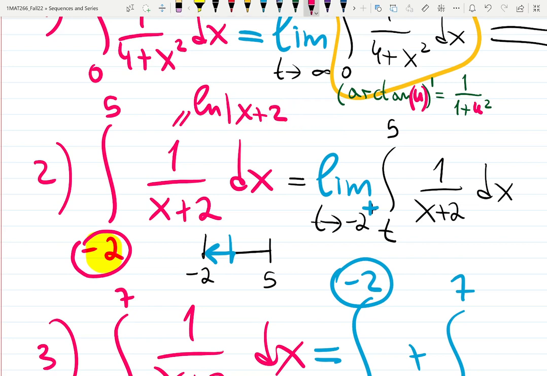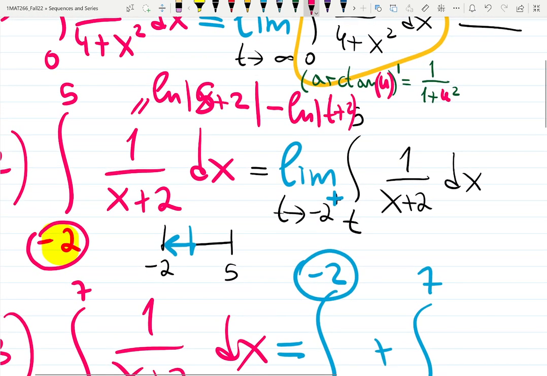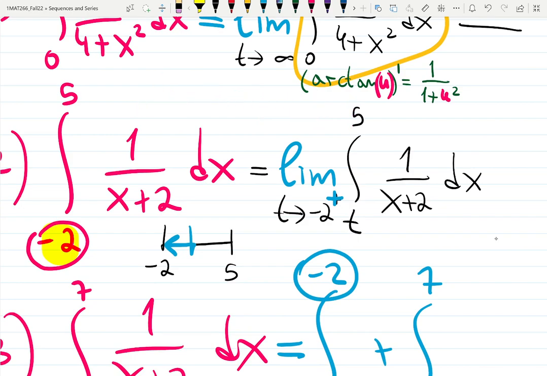ln of x plus 2, but instead of x, you plug in 5 minus ln of x plus 2, but instead of x, you plug in t. And now you check what t is doing. t is going to minus 2, and you make a decision based on that. So you can actually do it really fast. Now the hard problem is just to figure out what the logarithm is doing at 0. For that, you need to remember the graph of the logarithm. Let me write it down nicely, and then we can go.